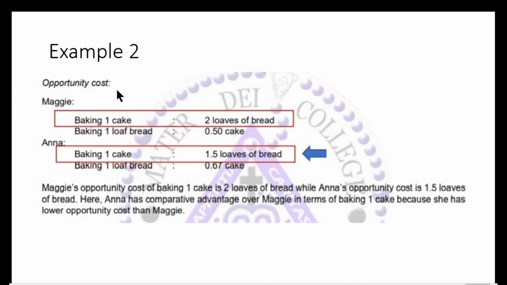So looking at the opportunity cost for Maggie and Anna, Maggie will lose 2 loaves of bread if she makes one cake, while Anna will lose 1.5 loaves of bread if she will bake one cake. Between the two, Anna has a lower opportunity cost, so therefore, Anna has a comparative advantage over Maggie in baking one cake.